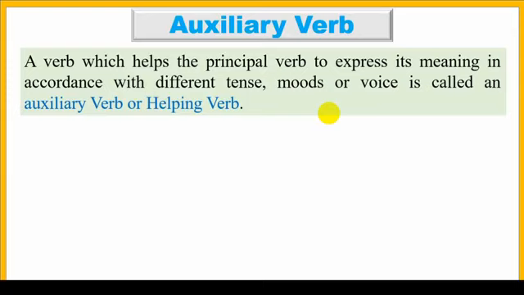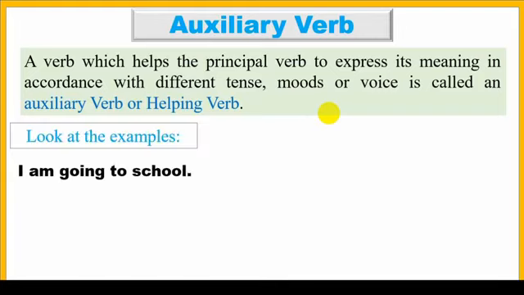Let's clear it by some examples. I am going to school. Here, am is an auxiliary verb who is helping the verb going to make the sentence continuous. So, am is an auxiliary verb.